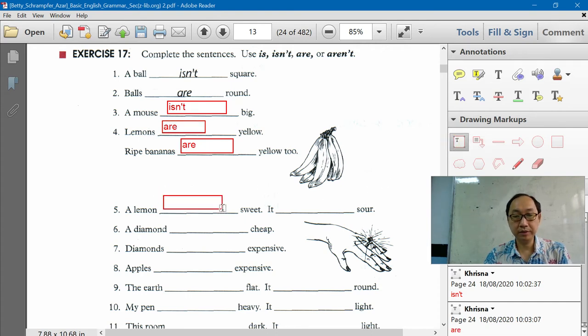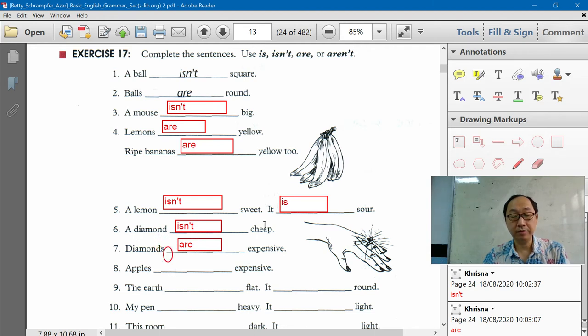A lemon is sweet, do you think? Most lemons are sweet? I don't think so. A lemon isn't sweet. It is sour. Yeah, it is sour. A diamond. Do you think diamond? Diamonds are not cheap, guys. Diamonds are expensive. So pay attention. This is R. Yeah, diamonds are expensive.